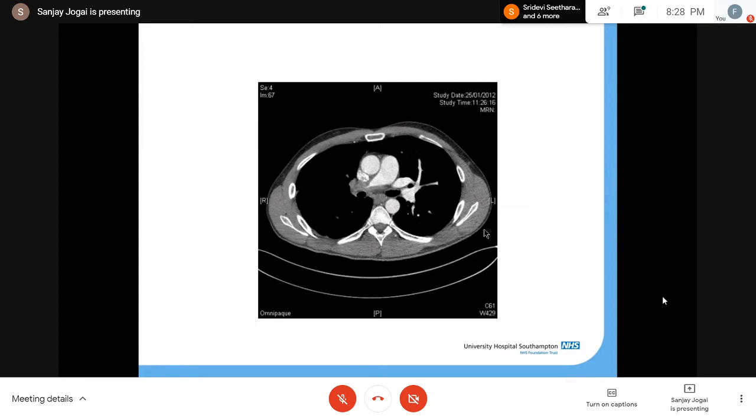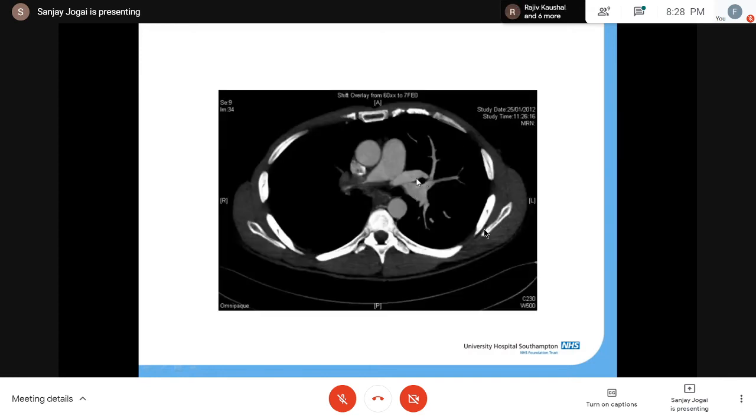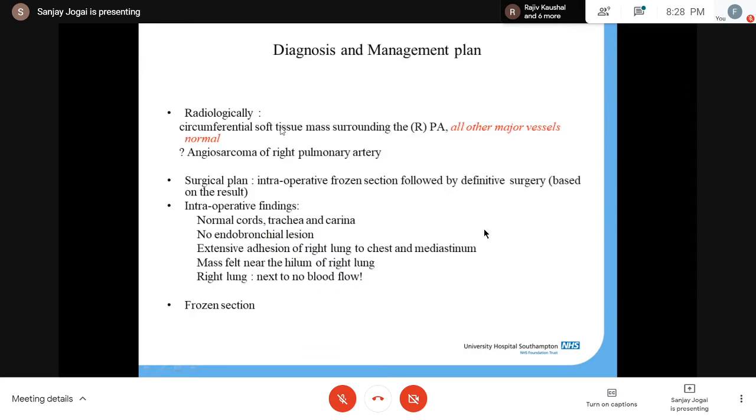It's a very interesting CTPA. What I would like you to concentrate on is here. That's the pulmonary artery, and you can see there is something outside the pulmonary artery. Let's take a closer look. That's the pulmonary artery and something outside, and see it's almost encasing. So what they basically saw was a circumferential soft tissue mass surrounding the right pulmonary artery.